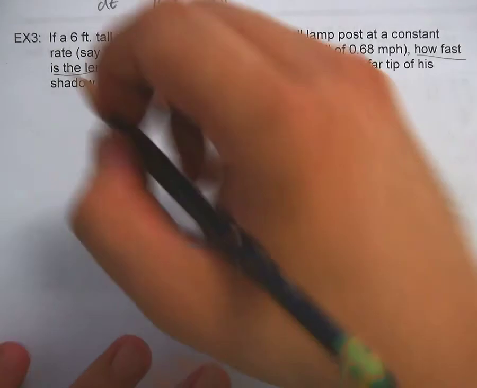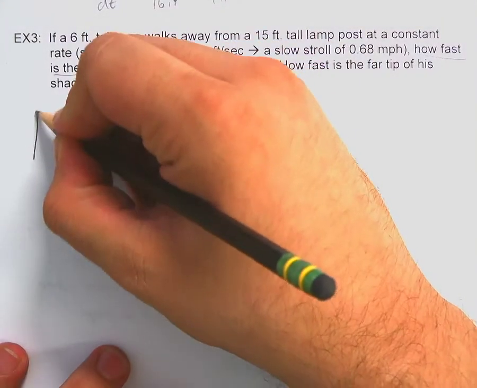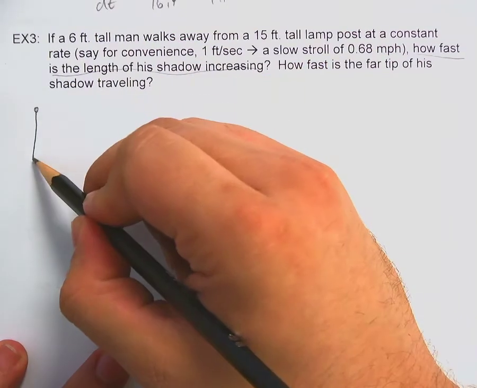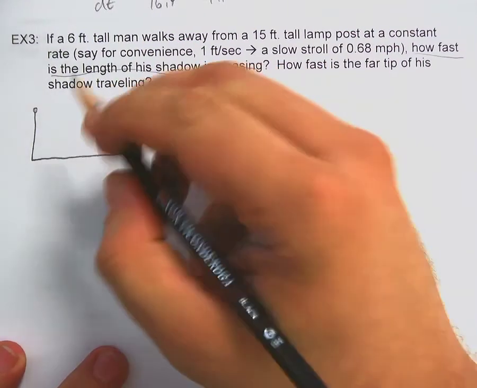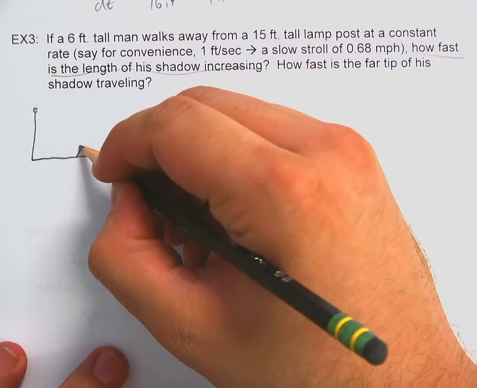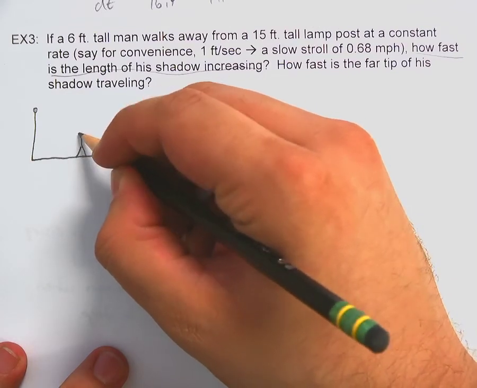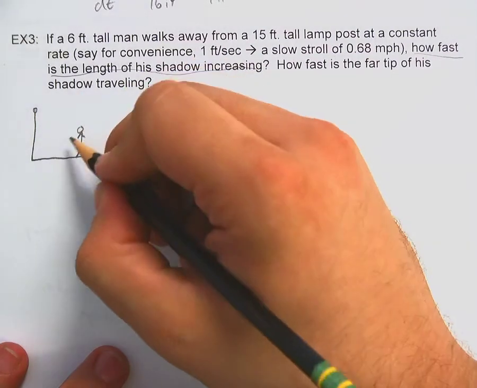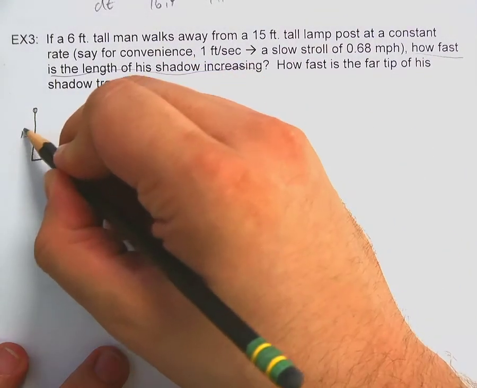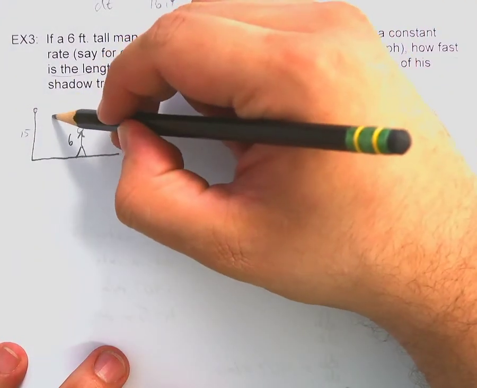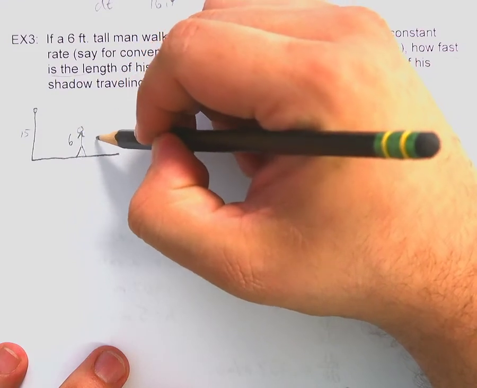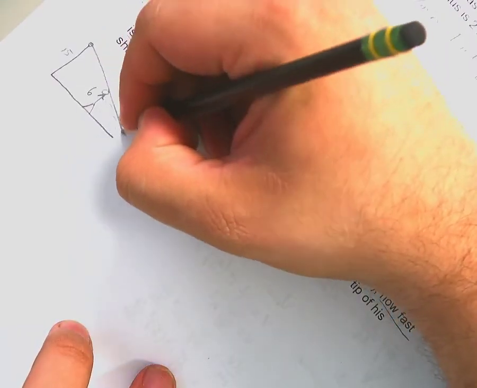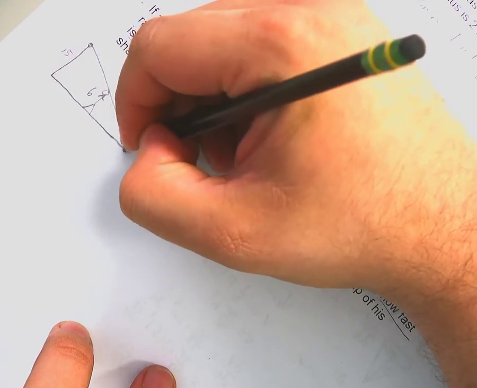So first, draw a diagram. We've got a light pole. Here's the light. Here's a man. He's 6 feet tall. The lamppost is 15 feet tall. The lamppost casts a light, and the man casts a shadow. You've got a triangle.